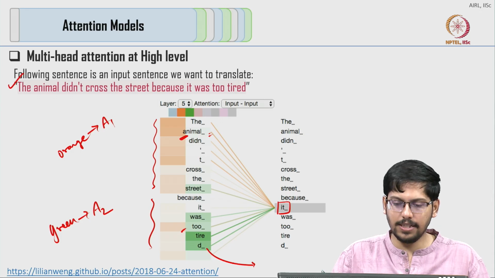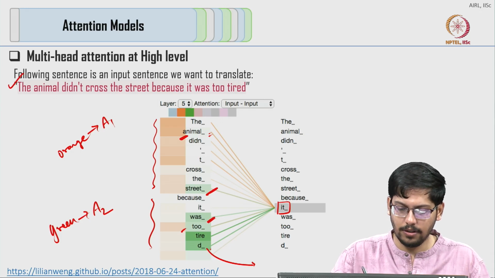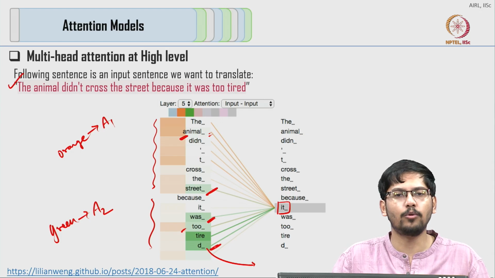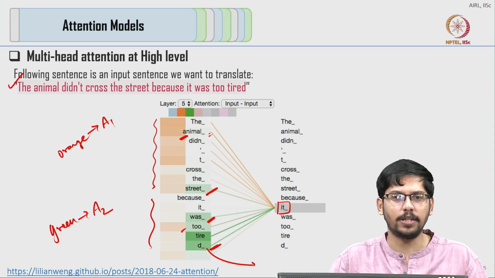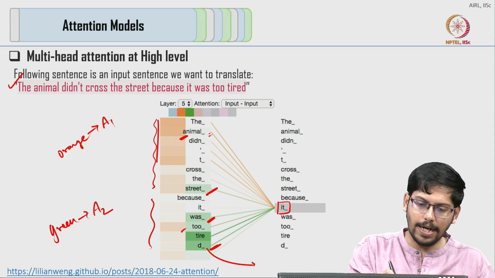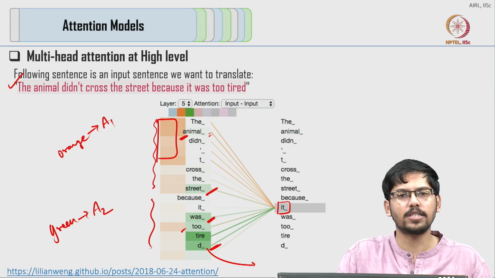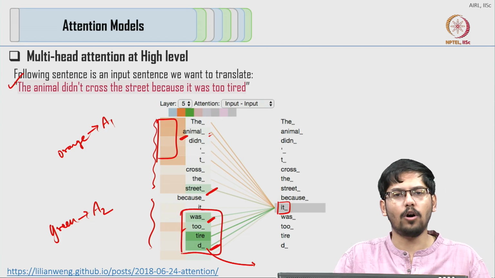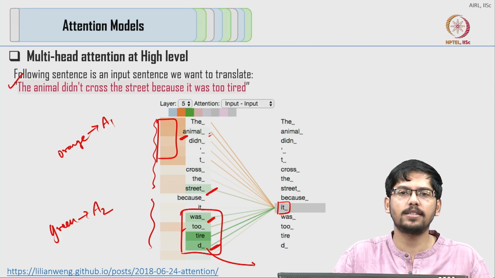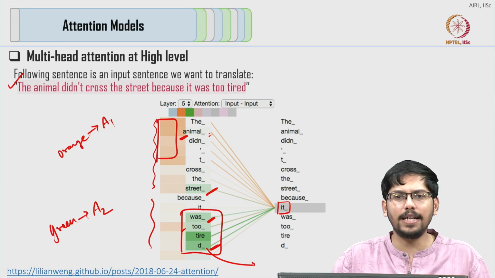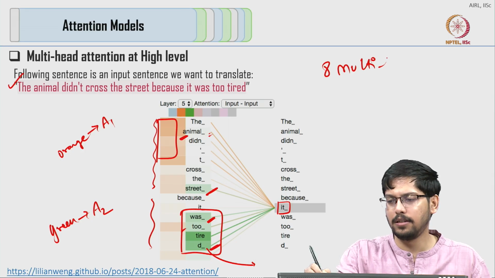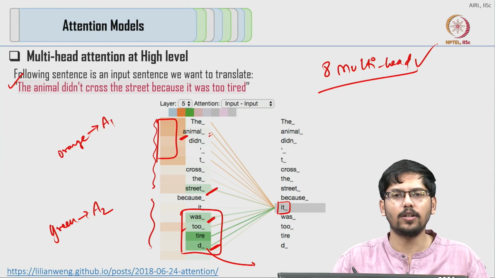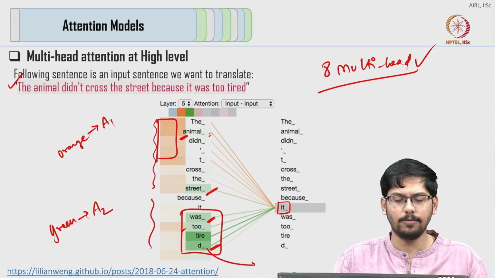The attention head which is in green focuses more on words like street or tired, right. So multiple attention heads have this particular functionality where one head can focus on one type of information and the other head could focus on another type of information, right. This is the utility of multi-head attention, but yes, since we added 8 attention heads, we now know that the complexity of this would be much more than a single head, right.